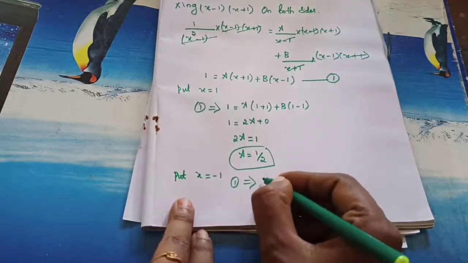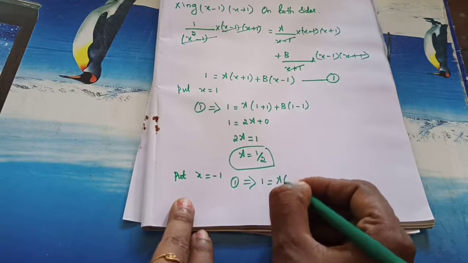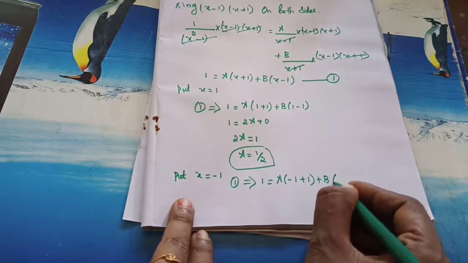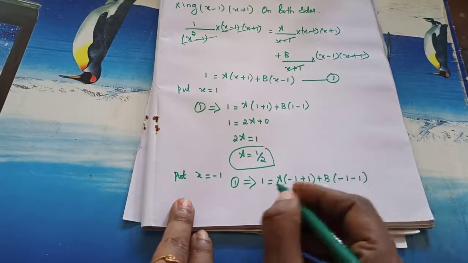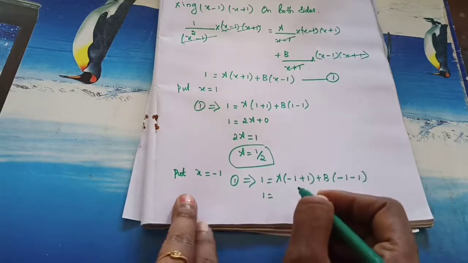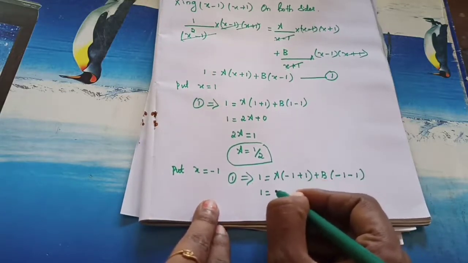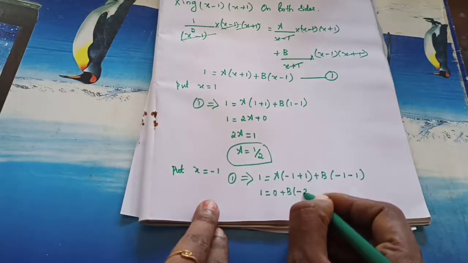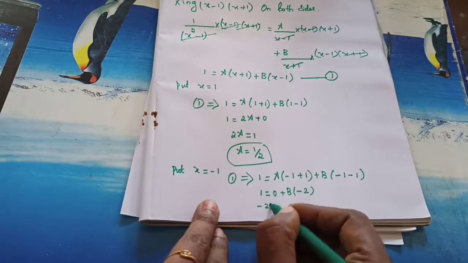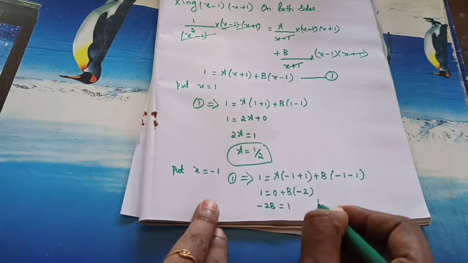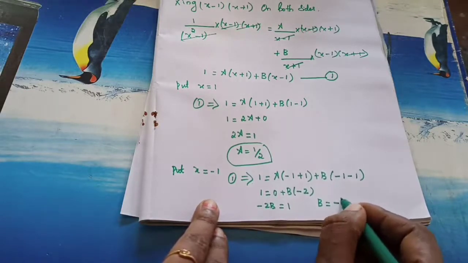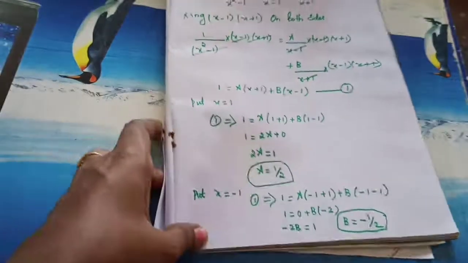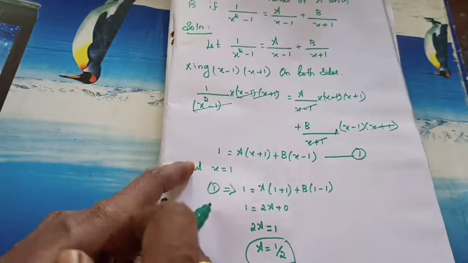So what will happen? 1 is equal to a into minus 1 plus 1, plus b into minus 1 minus 1. Okay. So 1 is equal to, a into this one means 0, plus b into minus 1 minus, means minus 2. So minus 2b is equal to 1. So b is equal to how much will you get? Minus 1 by 2.